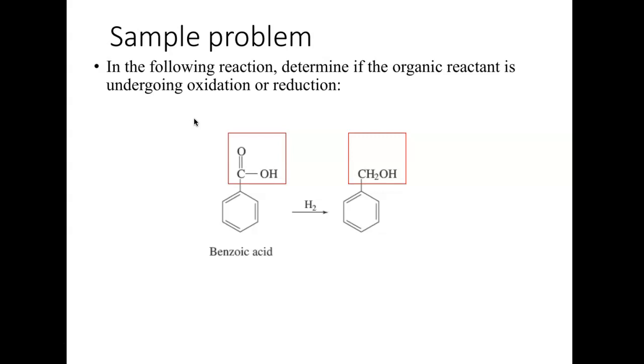That's what's changing. So in the reactant side, we notice that this functional group has 1 hydrogen and 2 oxygens, and in the product side, it has 3 hydrogens and 1 oxygen. So it both gained hydrogen and lost oxygen. That is reduction. It's losing oxygen, it's reducing the amount of oxygen. So it's getting reduced.